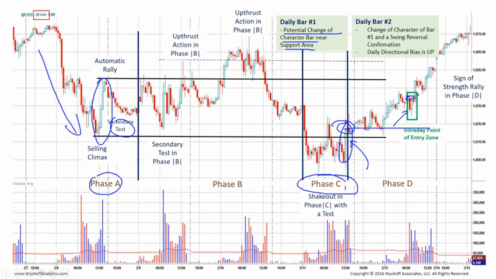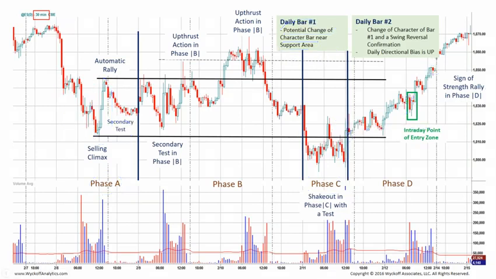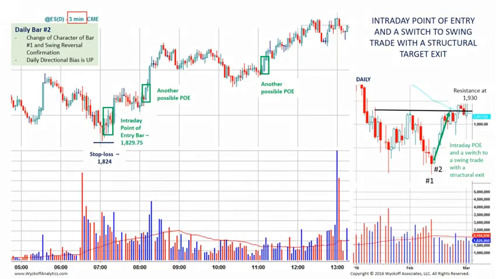So the opening, because it opened with the gap, it kind of confirms already that this not just was a potential change of character, but that it was a change of character, and now we're confirming that. So therefore, any of these intraday positions that you're going to open, if the day is going to be profitable and it's going to be a significant bar, you can keep those positions and you can switch to a swing trade. So let's look at the points of entry.